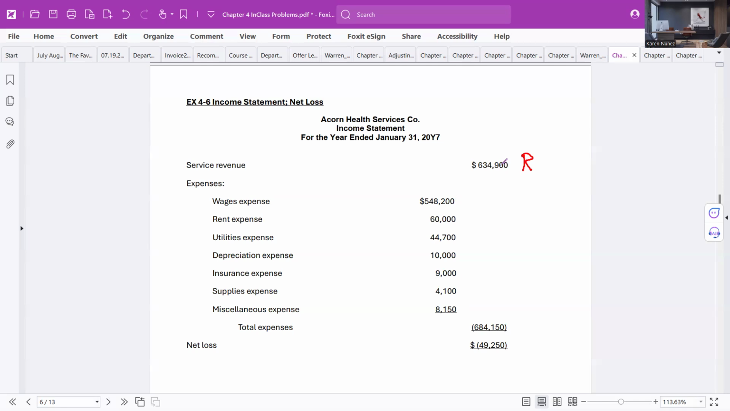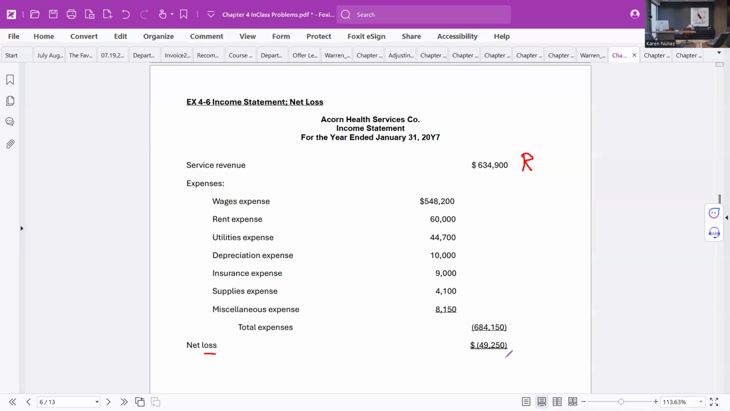So the revenue minus the expenses gives us not income. We have a net loss, right? The expenses are actually greater than the revenue. And that's what you see here, right? We've got $684,150 worth of expenses, but we only have $634,900 worth of revenue. We've got a net loss.